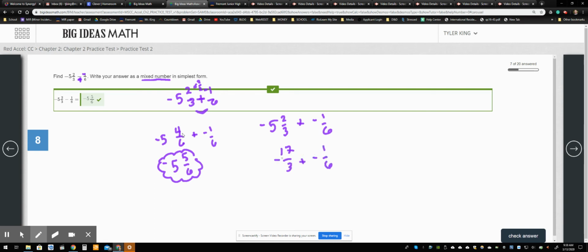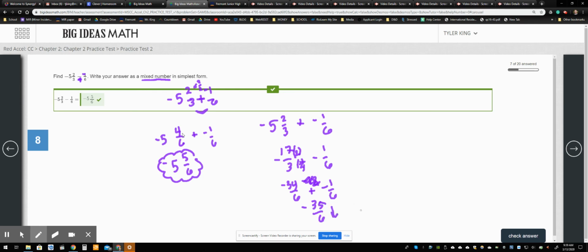Again, now we can see it's negative 17 plus negative 1 is going to become negative 18. Oh, sorry, I need to make them the same denominator first. Multiplying by 2/2, we have negative 34/6 plus negative 1/6. So we end up with negative 35/6.